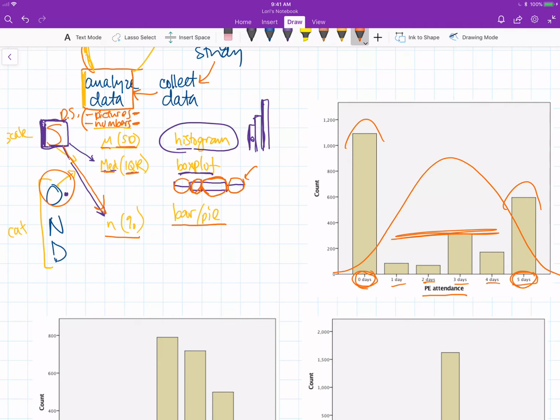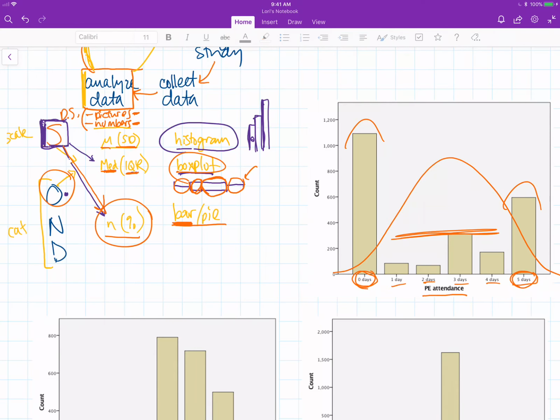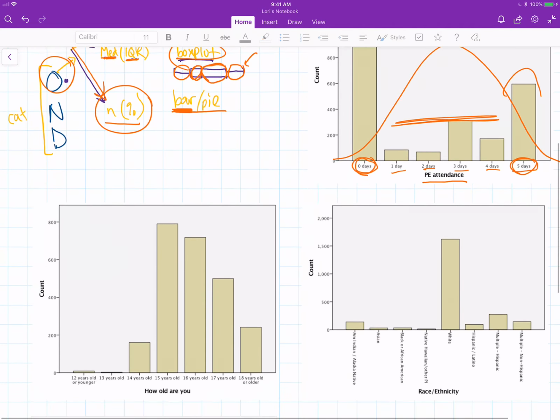And if we tried to put this into a box plot and report the median, we'd end up with the same exact issue. The median is going to be somewhere around 3 days, but that really is not representing the bulk of the students. So using a bar graph for this particular one and then the associated statistics that go with it may end up being the very best that we can do for that variable. Let's take a look at a couple more.